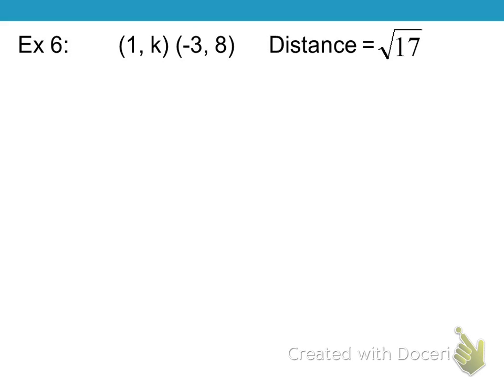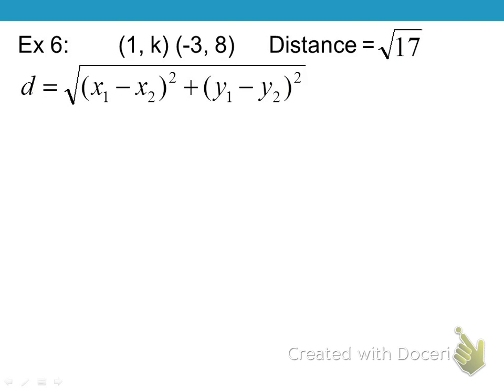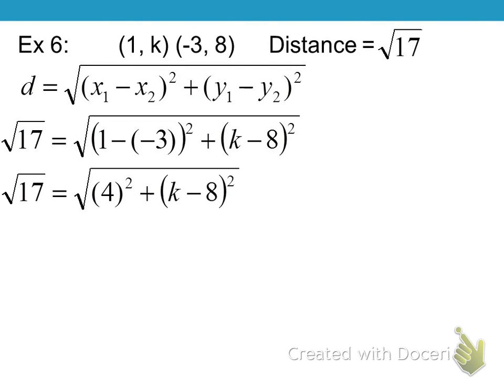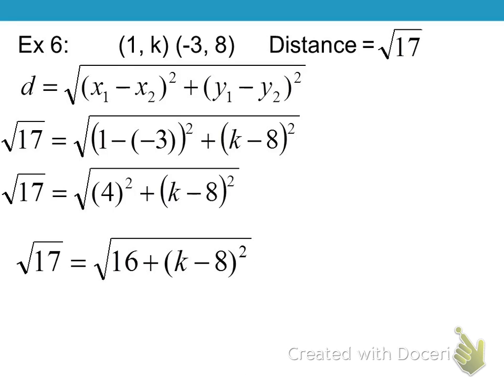So I'm going to set up the distance formula. Instead of the d, I'm going to put square root 17. Instead of the x's, I'm going to put 1 and negative 3. Instead of the y's, I'm going to put k and 8. We know both of the x values, so we can take care of those right away. That's going to be 4. Square it, you get 16. I'll pause here so you can catch up, because this is where the magic really starts happening.